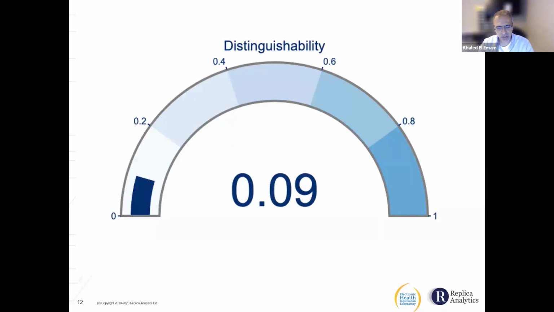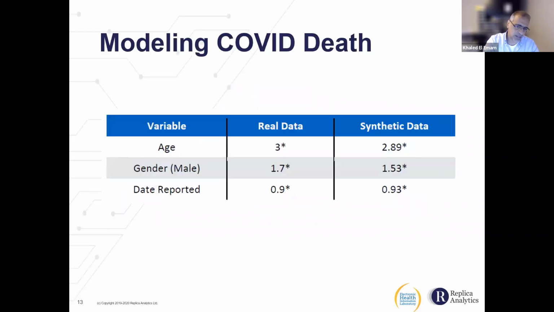So in this particular case, we see that the synthetic COVID-19 data set meets that threshold with a distinguishability value that's quite a bit lower than 0.2, which basically makes the point that overall, in a multivariate sense, the synthetic data set has a high utility. Okay, so we created the data set. Now let's look at what we can do with it.